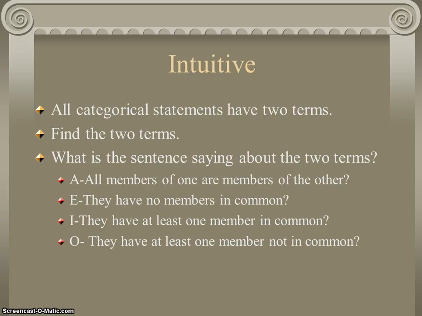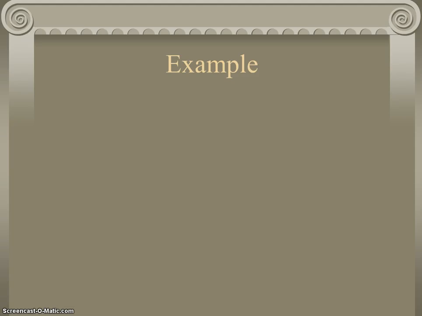A says that all members of one are members of the other. E, they have no members in common. I, they have at least one member in common. O, they have at least one member not in common. So we have to think of it in those terms. As we do that, let's see how it works out. Let's look at an example.